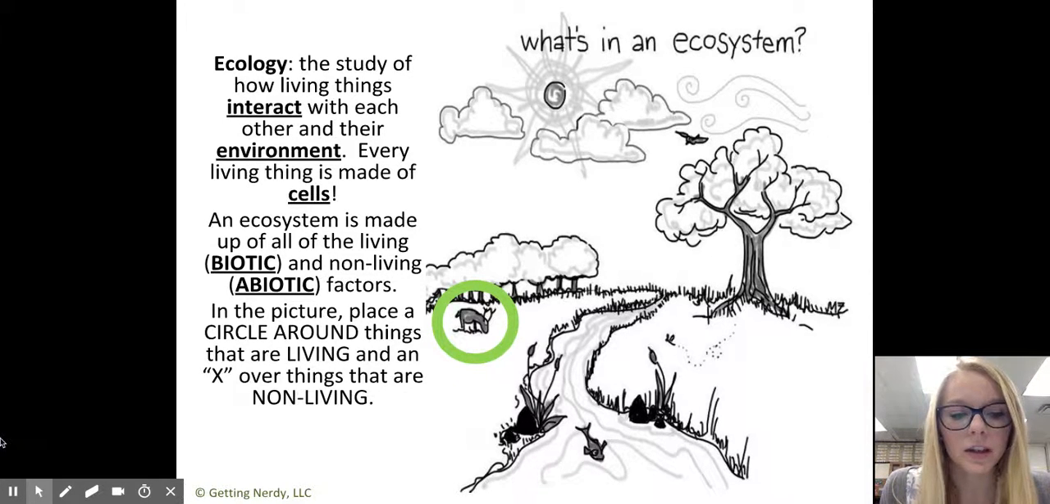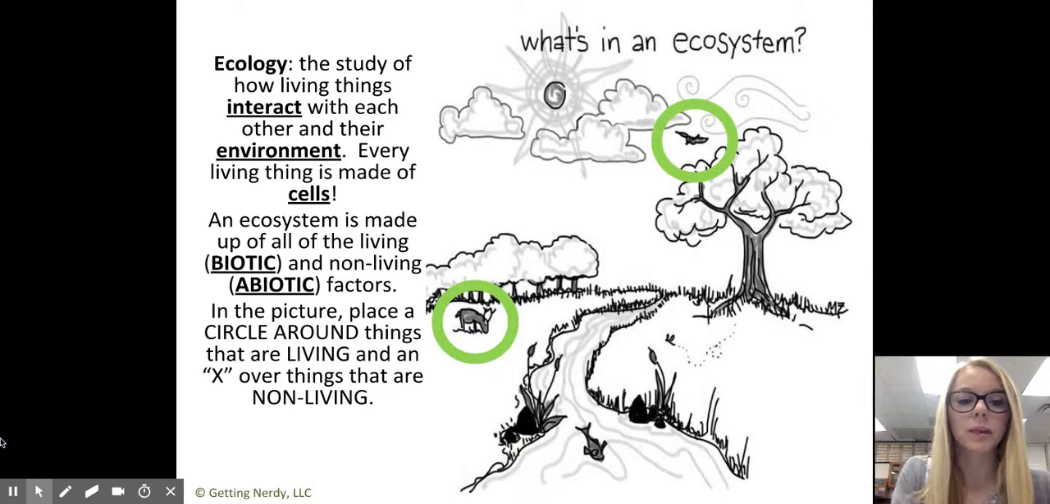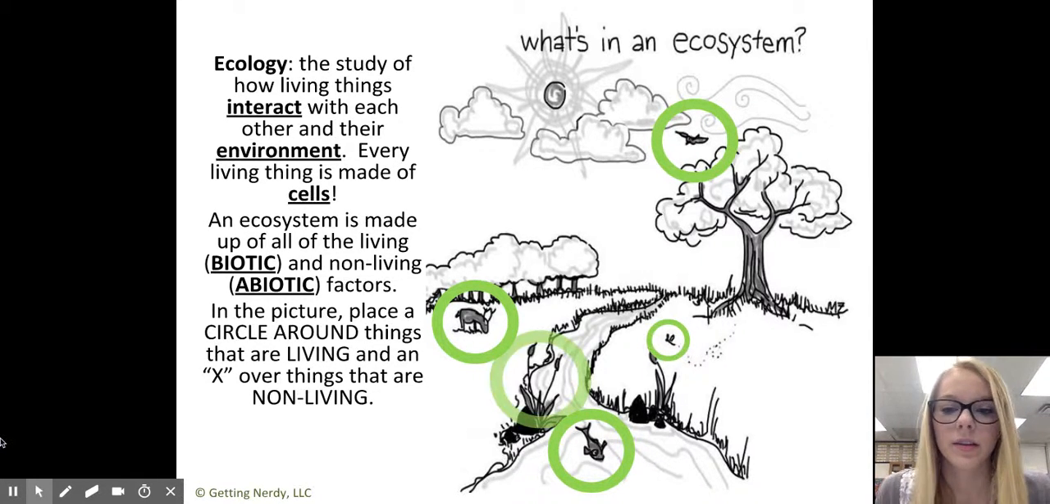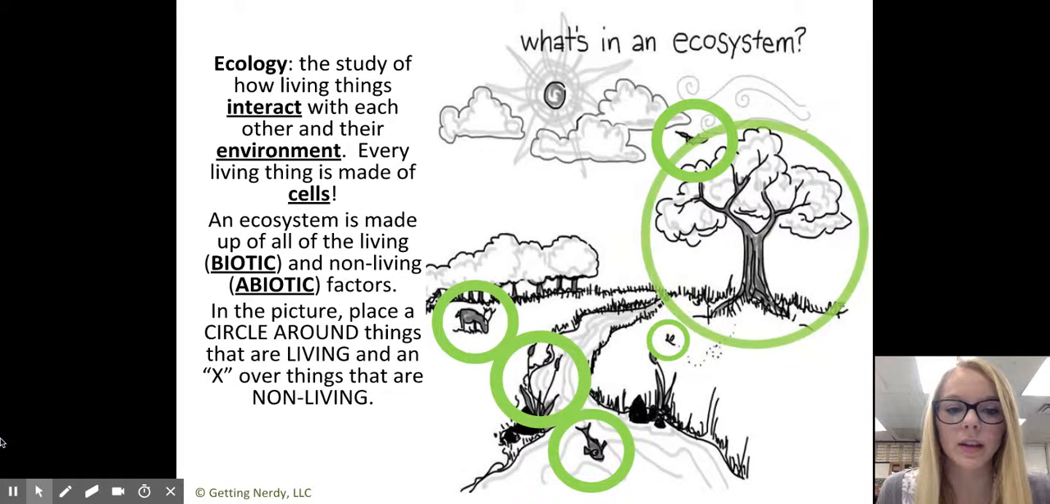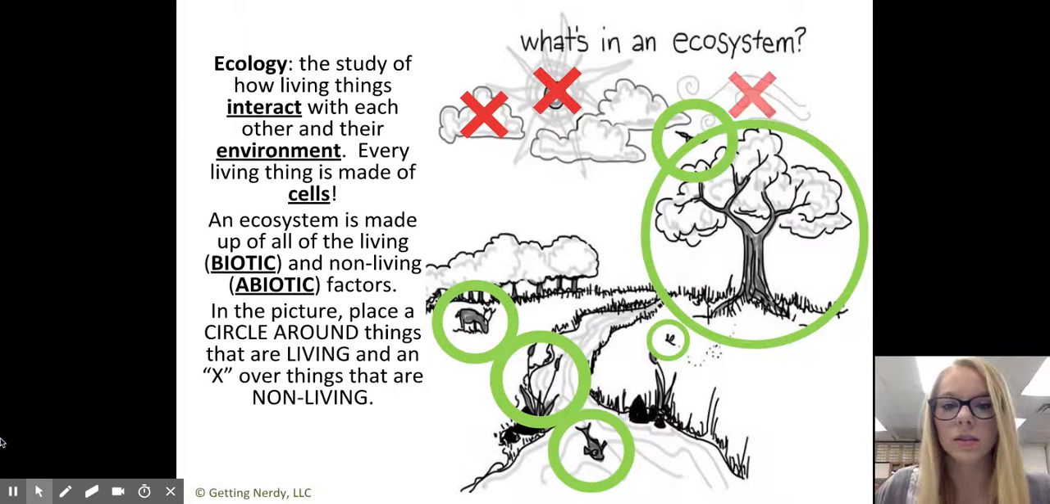In this picture, place a circle around all of the biotic factors and an X over the abiotic factors. So you should see this deer circled as a biotic factor. This bird is a biotic factor. The fish, the butterfly, the grass, and the tree. These are all living. Non-living is your sun, your clouds, your wind or air, the dirt or rocks, and water.